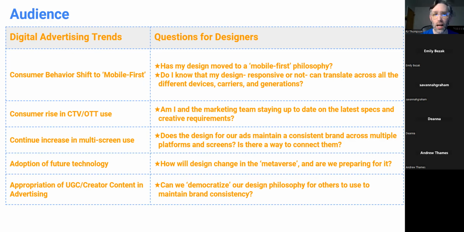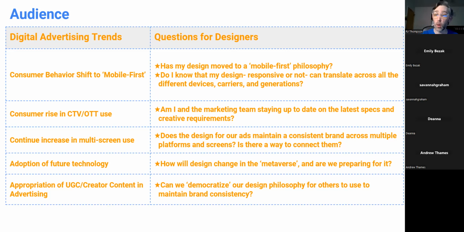So let's talk about audience. What are the trends in your audience? So consumers are shifting to a mobile first experience. Advertise to people where they live. They live on their phones, all right? Who gets hand cramps from holding their phone all the time? Who gets tendonitis in their wrist or their palms or their fingers from constant usage of their phone, all right?